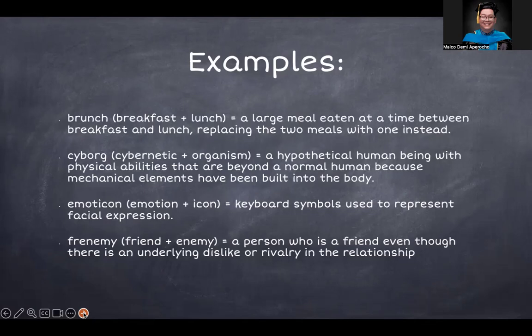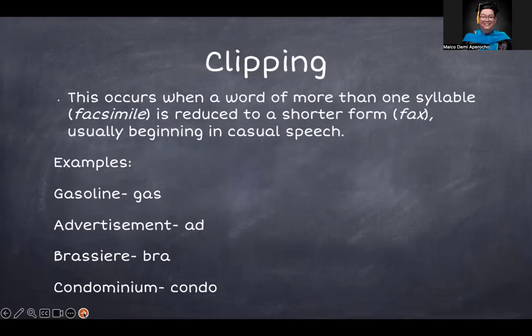And then I'm pretty sure you are familiar with the word emoticon, which is a combination of emotion and icon. It's a keyboard symbol used to represent facial expression. And then, I think we have already been using the word frenemy, which is a combination of the words friend and enemy: a person who is a friend, even though there is an underlying dislike or rivalry in the relationship. So obviously, linguistic innovation is still present in the English language through the process of blending.